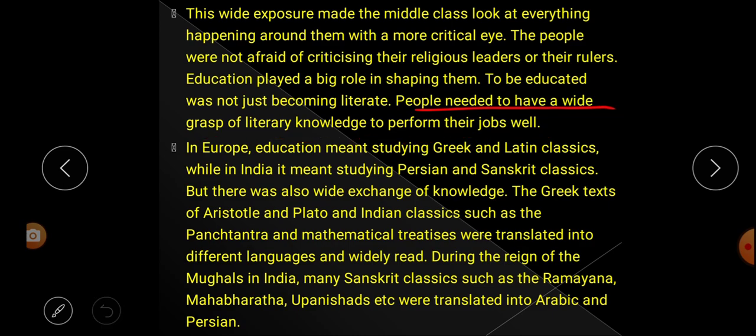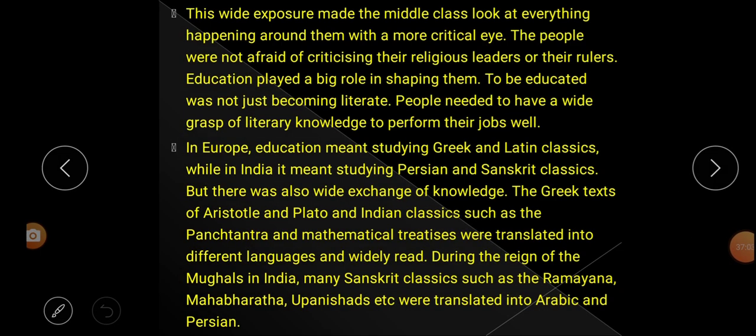So in this paragraph what you learn is that because of this wide exposure, the middle class looked at everything around them with a critical eye. People were not afraid of criticizing their religious leaders and their rulers. And for this, education played a vital and important role. During those times, to be educated meant not only a normal education, but people had to have sound knowledge about literary things. Then only they could perform their job well or do their duty properly.